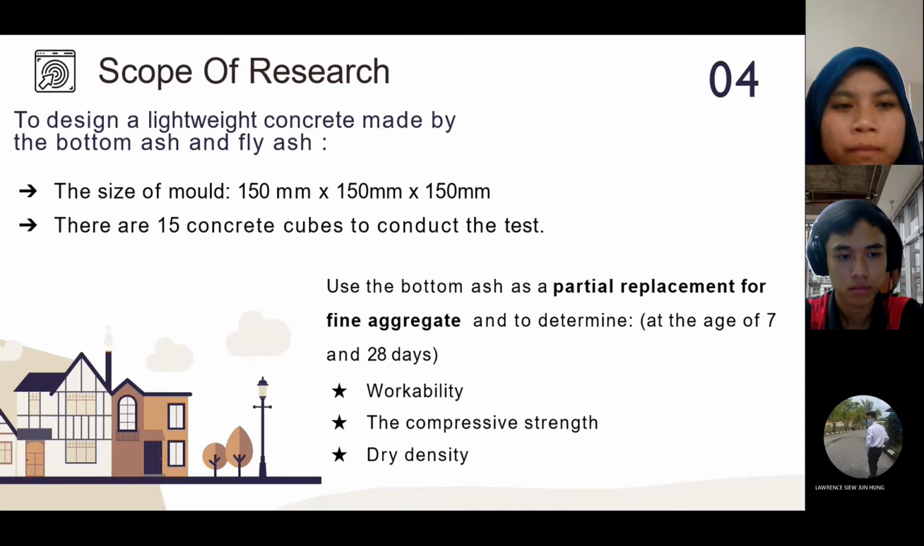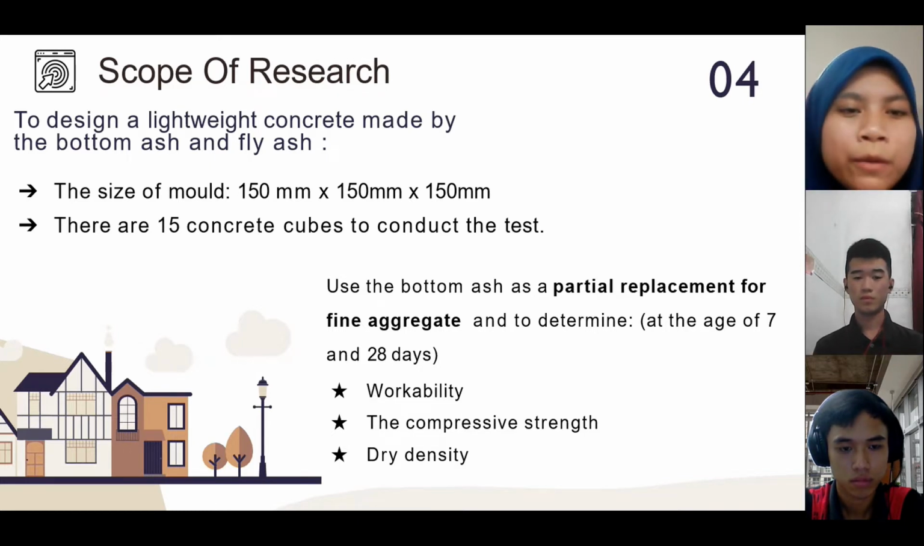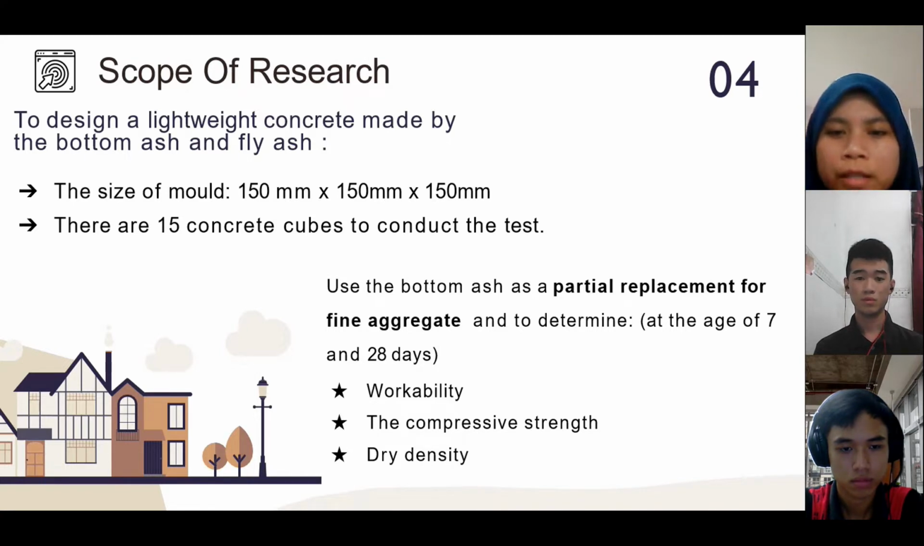This is our scope of research. We use a design for the lightweight concrete made with bottom ash and fly ash. We use a mold size of 100 millimeters, and we produce 15 cubes to conduct the tests. We use bottom ash as a partial replacement for fine aggregate and test at the age of 7 and 28 days.